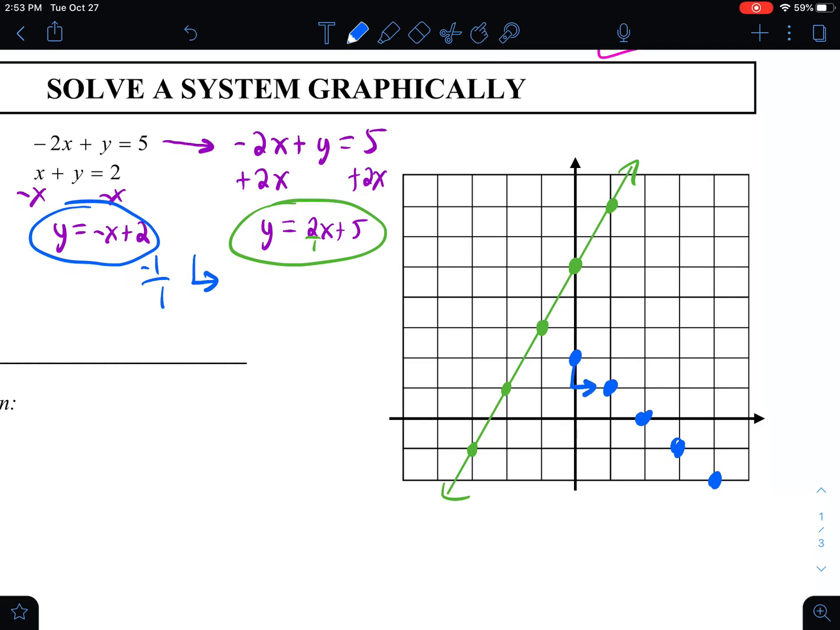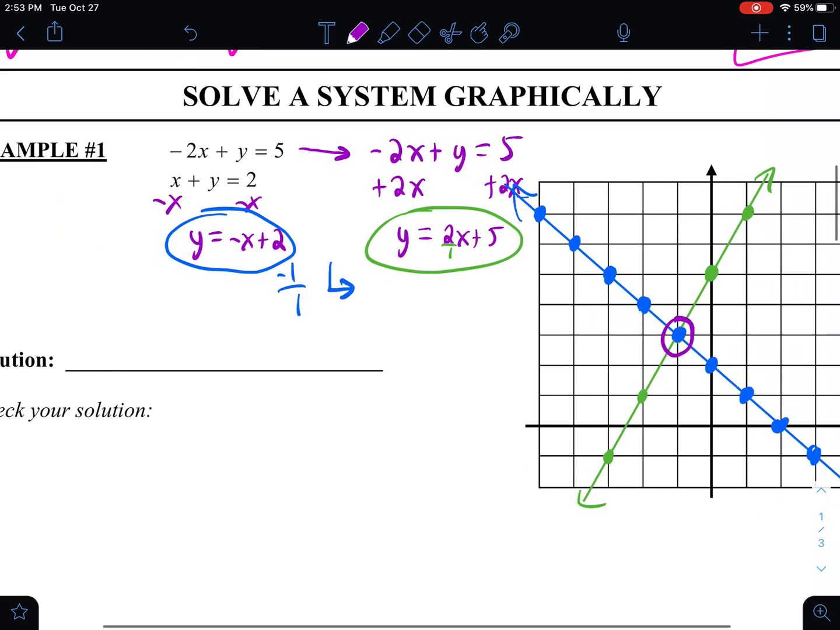Instead of going down 1, right 1, we can go up 1, left 1, right? The exact opposite direction. You can see they're going to cross right here. And that's why it's important to go all the way across the graph. And you can see the solution is going to be where they cross, and they cross right here, which is the point negative 1, 3.